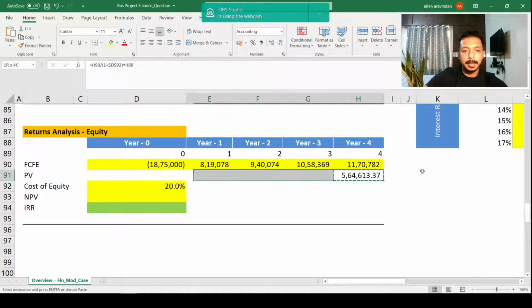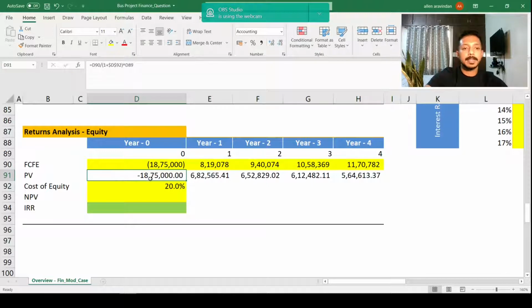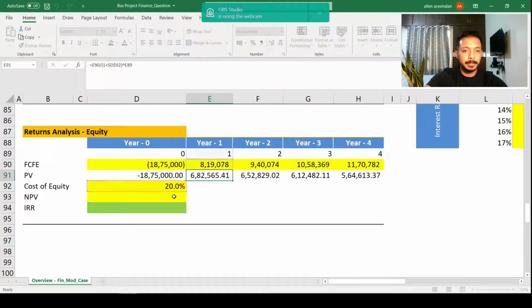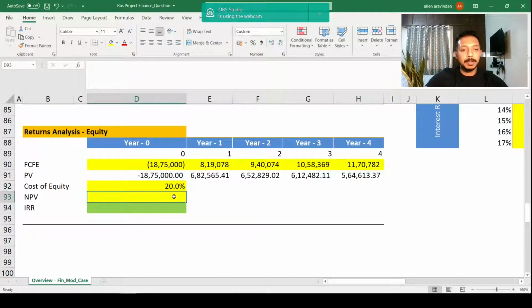And just drag it across to the first period, and you'll see that it does not have any effect on 18,75,000 because you're doing raised to 0, right? But year 1 definitely the value changes, from 8,19,000 to 6,82,000, right? Now we want to calculate the NPV. So I'm going to show you two methods of calculating NPV.